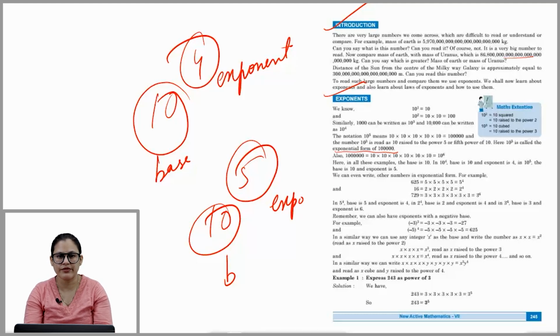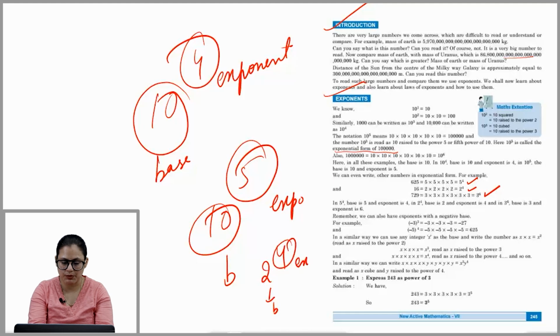We can even write other numbers in exponential form. For example, 625 is 5 raised to the power 4, and 16 is equal to 2 raised to the power 4, and 729 is 3 raised to the power 6. In 5 raised to the power 4, base is 5 and exponent is 4. In 2 raised to the power 4, base is 2 and 4 is the exponent. Your power is the exponent, right? And in 3 raised to the power 6, base is 3 and exponent is 6.